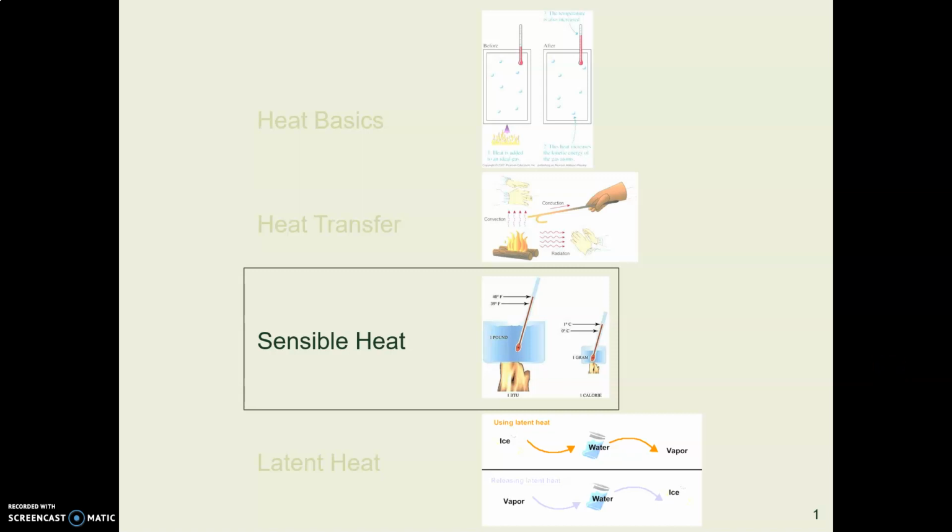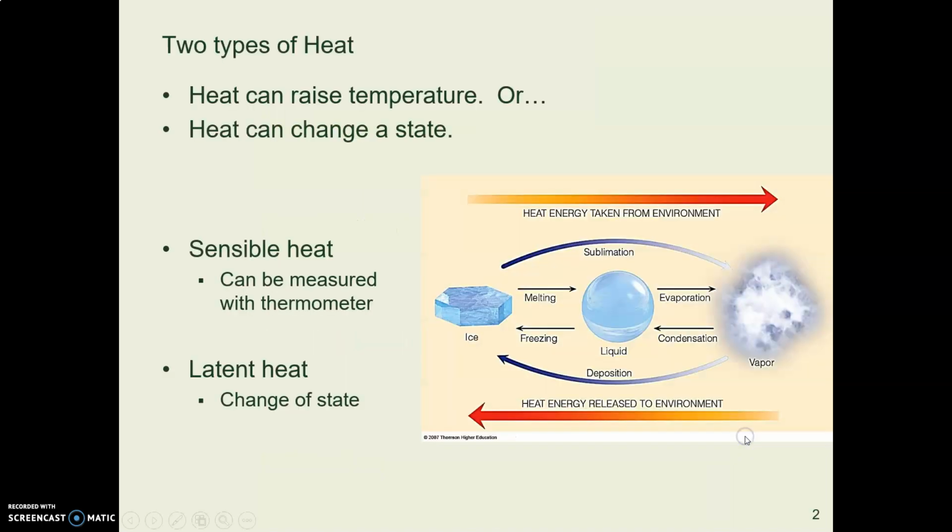Now we're going to think about two kinds of heat that you will need to think about if you are designing an air conditioning system or a refrigeration system. Sensible heat is heat that you can sense. You can measure it with a thermometer. Heat can raise the temperature of something, changing its sensible heat.